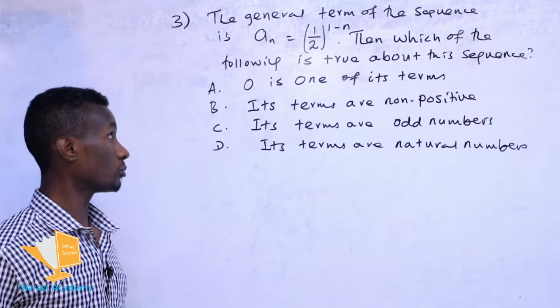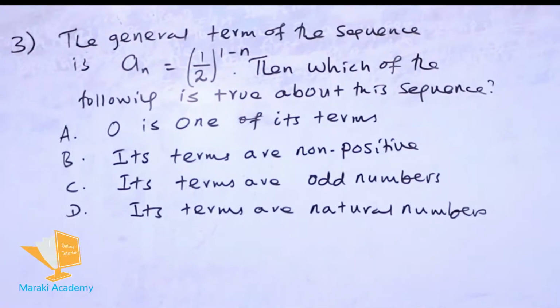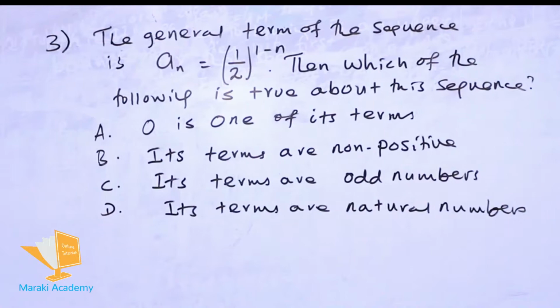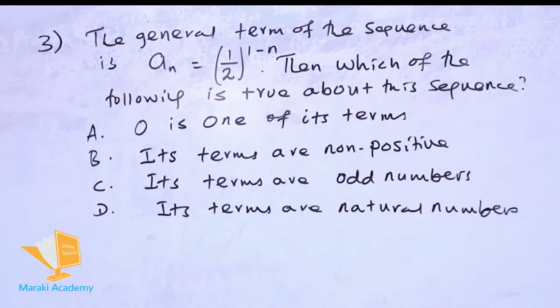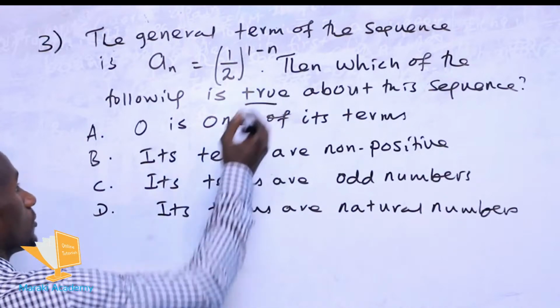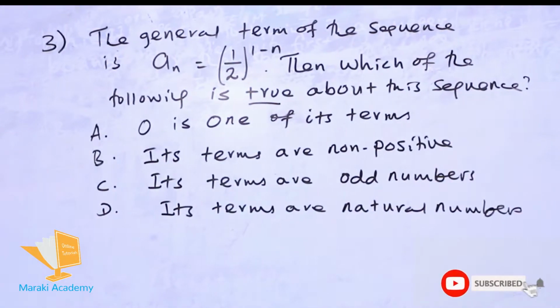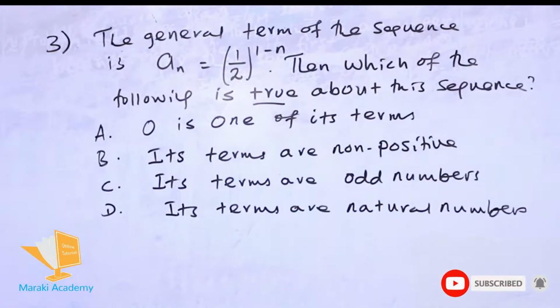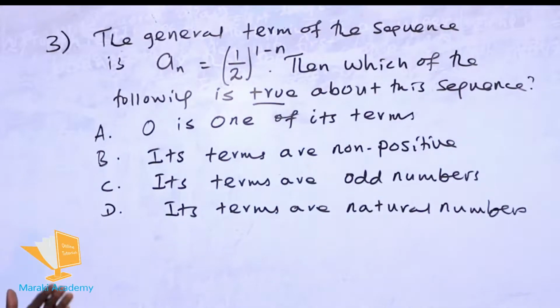OK, the third question is also about sequences. The general term of the sequence can be represented by a_n, which is equal to (1/2) raised to the power of 1 minus n. Which of the following is true about the given sequence? Now these are the choices. The first choice: 0 is one of the terms of the given sequence.